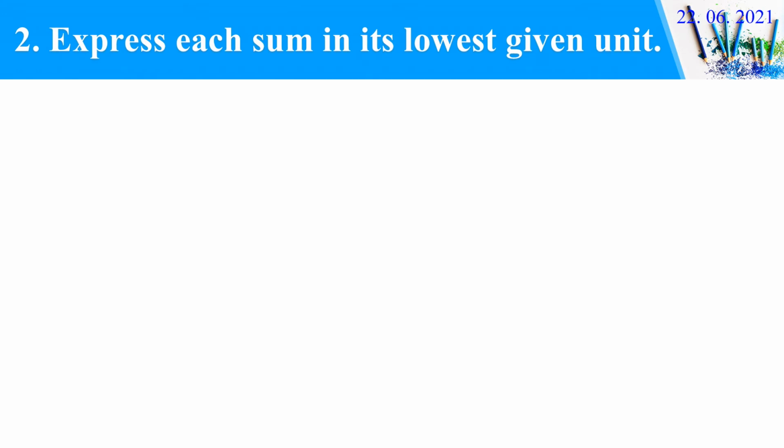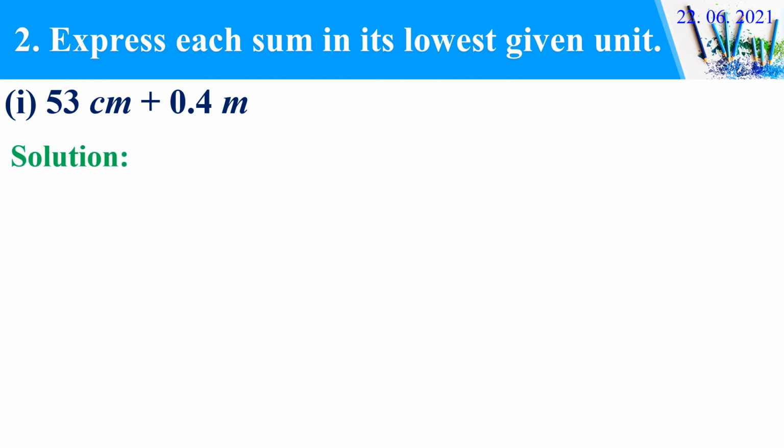Second Roman numeral: express each sum in its lowest given unit. First sum, 53 centimeter plus 0.4 meter. Here the lowest unit is centimeter on comparing with meter. Let us move on to the solution. 53 centimeter plus 0.4 meter. We need not change 53 centimeter because they have given this already in centimeter itself. Now we have to change 0.4 meter to centimeter.